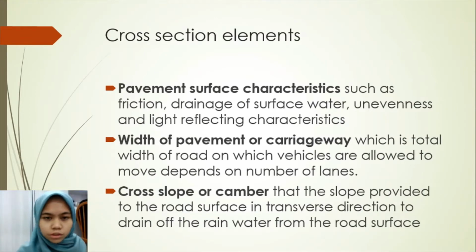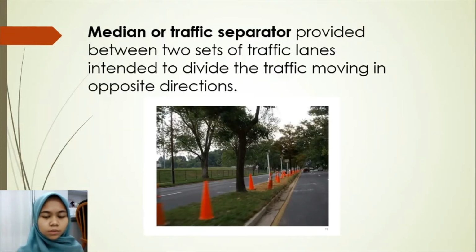So the cross-section elements are the pavement surface characteristics, which are friction, drainage of surface water, unevenness, and light reflecting characteristics. And the width of pavement or carriageway, which is the total width of road on which vehicles are allowed to move, depends on the number of lanes. Cross slope or camber is the slope provided to the road in the transverse direction to drain off the water from the road surface. Then there is the median or traffic separator provided between two sets of traffic lanes, intended to divide the traffic moving in opposite directions.